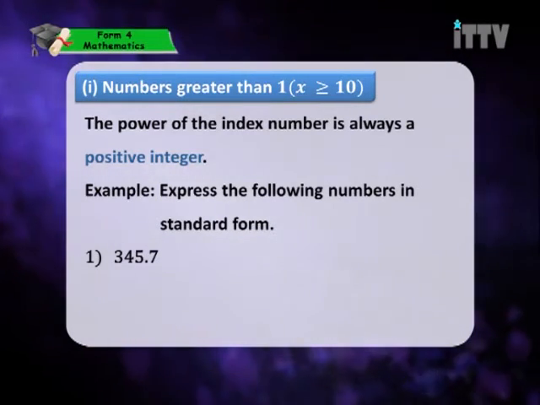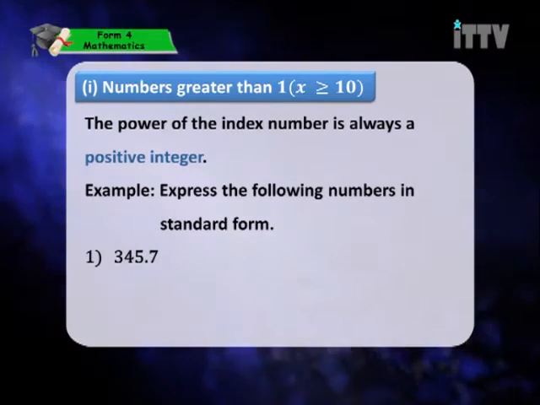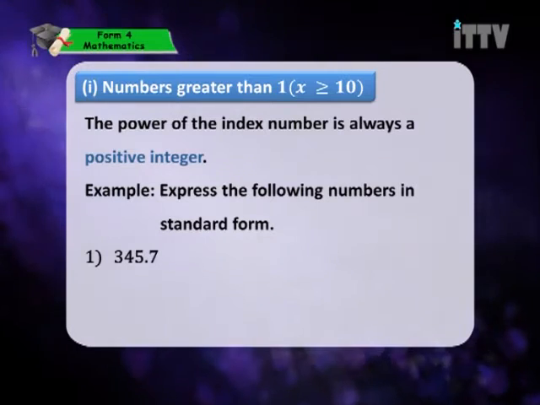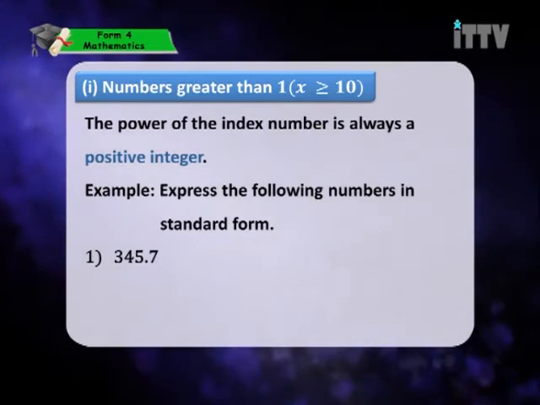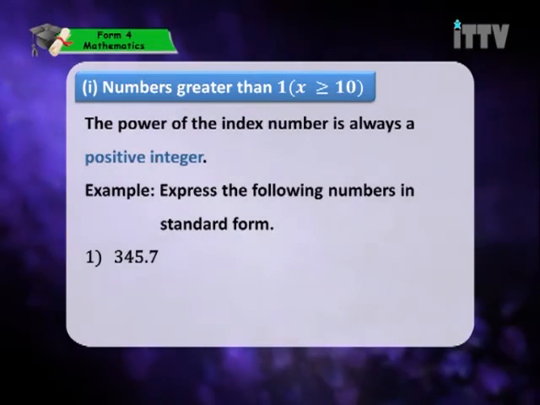Alright, now let's look at the first example. Express the following numbers in standard form. Alright, look at the first number there. It's 345.7. Now let's move on to the board to check out how do we write this number in standard form.